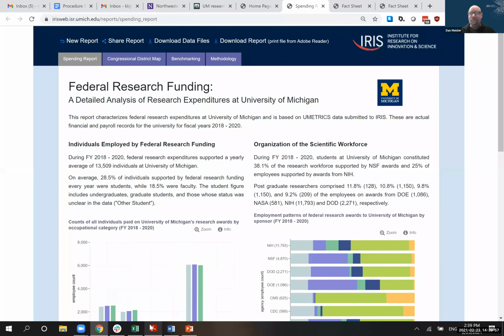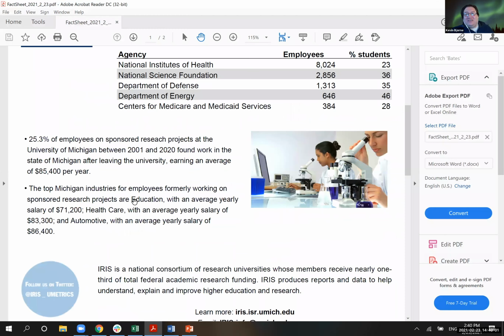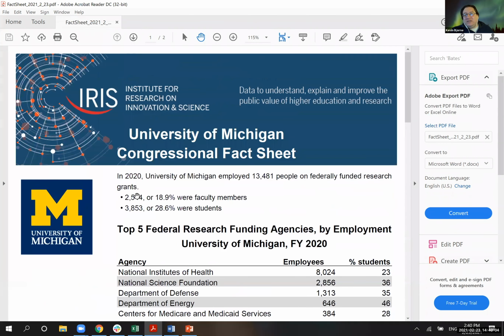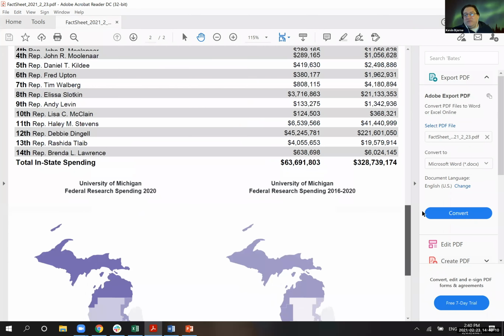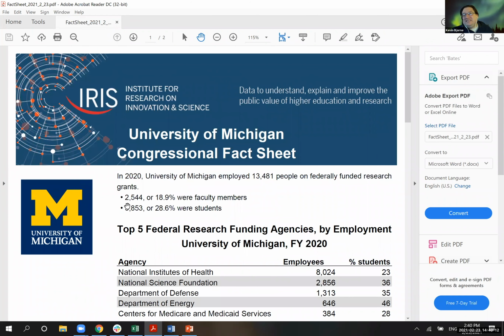Okay, so one other thing here. Here's a PDF of one of the congressional fact sheets. Again, it prints very cleanly. This is all pre-designed by us to get perfect printing, so it makes it easy to hand out and share with people.